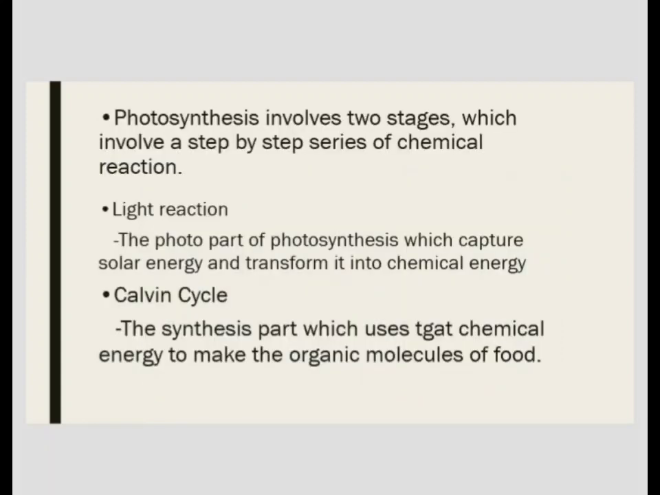Photosynthesis also involves two stages, which are a step-by-step series of chemical reactions, and that is the light reaction and the Calvin cycle. The light reaction is the photo part of photosynthesis, which captures solar energy and transforms it into chemical energy, while the Calvin cycle is the synthesis part, which uses that chemical energy to make the organic molecules of food.